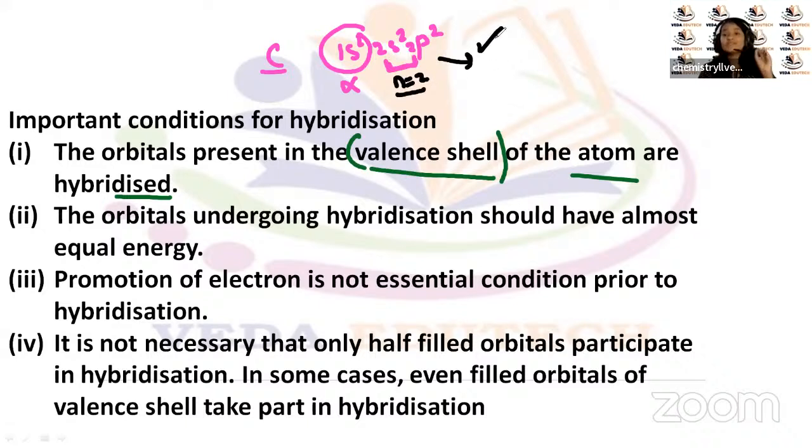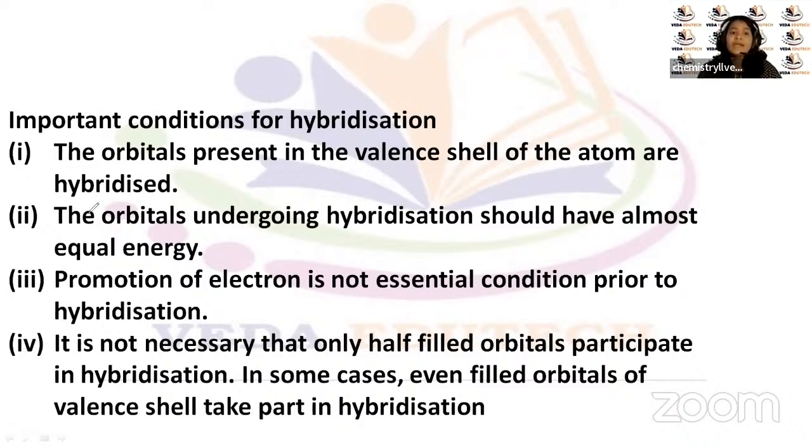So what is the first rule? The first rule says that the orbitals present in the valence shell of the atom are going to be hybridized. And those orbitals which are undergoing hybridization should have almost the same energy, or very little difference in energy. So the second point: orbitals undergoing hybridization should have almost equal energy.